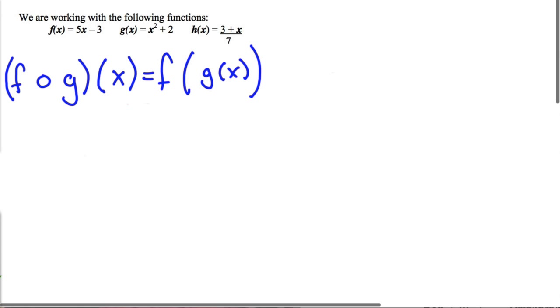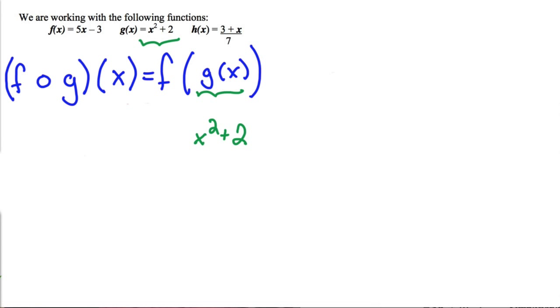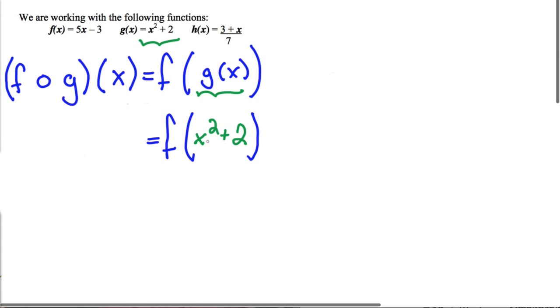Okay, and now I know what g of x is equal to. G of x is equal to x squared plus 2. So I'm going to replace the g of x with x squared plus 2, and everything else stays the same. So this is going to now be f of x squared plus 2. So what does that mean? Well, that means plug x squared plus 2 inside of every x in f of x.